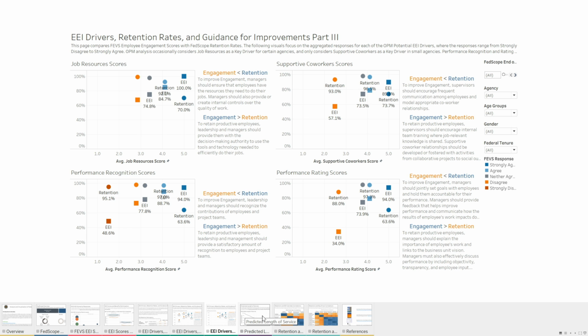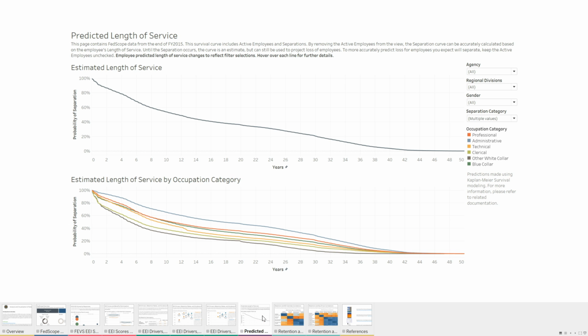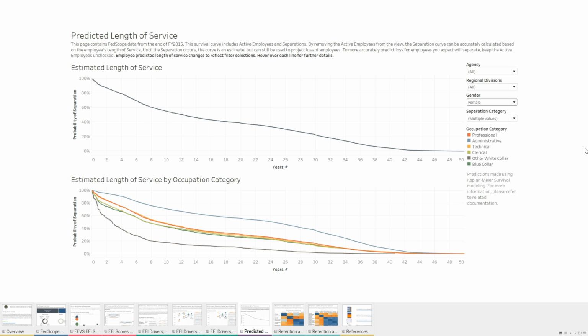So then we get into the fun stuff. I think it's fun. After that full cohort analysis, I played around with some statistics. For example, here's a couple of Kaplan-Meier survival analysis curves. It's used here to predict the length of service of employees: overall prediction, and prediction by occupational category down at the bottom. I'm also going to filter it by ladies here. Kind of increases.